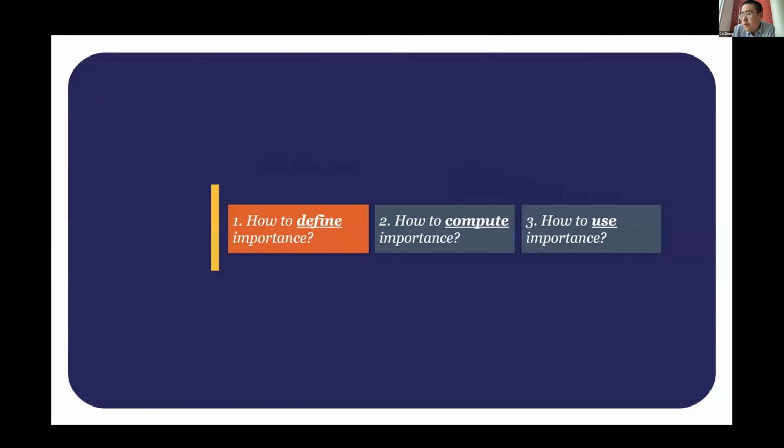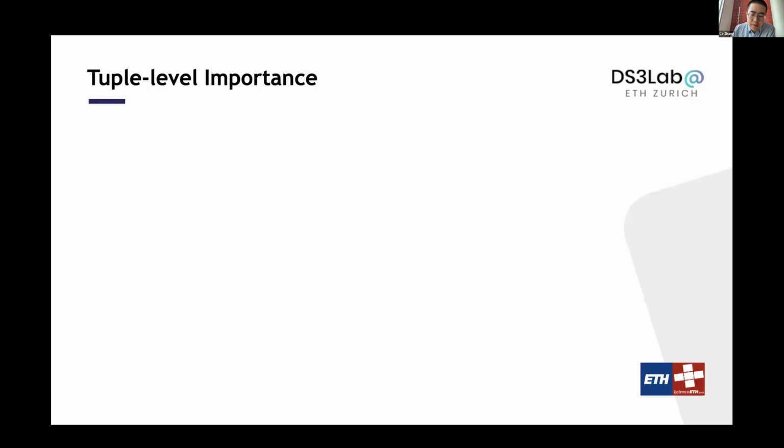How to define importance? This question sounds a little bit trivial, but if you think about it, it's actually not that easy to do. So let's look at one very simple example. I have these 4 different training examples in my relation. And then I say, okay, how important is this red tuple?